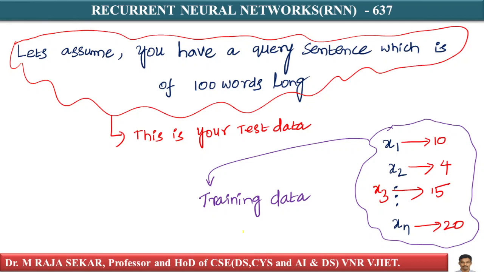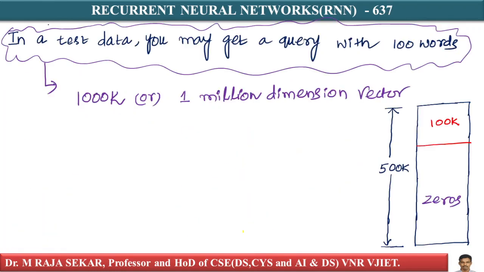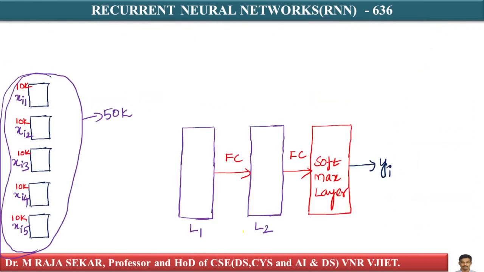In test data, you may get a query point with 100 words, which means you need a 1000k or 1 million dimensional vector to represent this query point from test data. But what is the size of your training vector? 500k. This is one problem. Even with this fix, we have this particular problem. Let me go to the second problem.